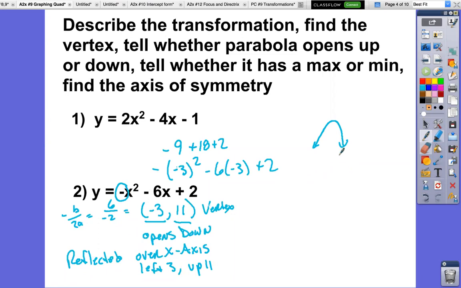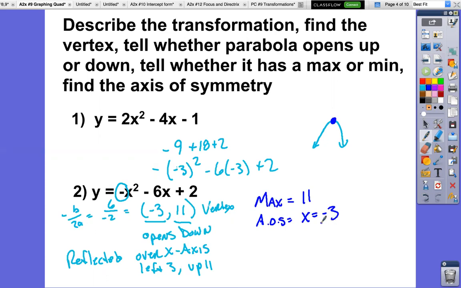Max or min value, you already told me it opens down. So is that the highest point on this graph or the lowest? Maximum. It's a maximum. What is your maximum value? 11. Exactly, and your axis of symmetry is the line. Do not forget the equation. X equals what? -3. Perfect, Jalen. That's it.